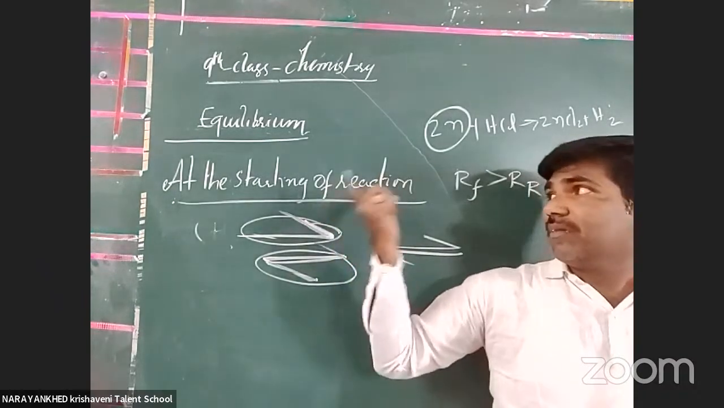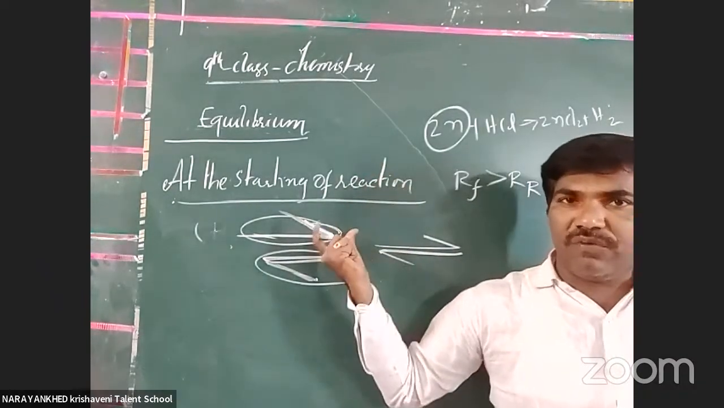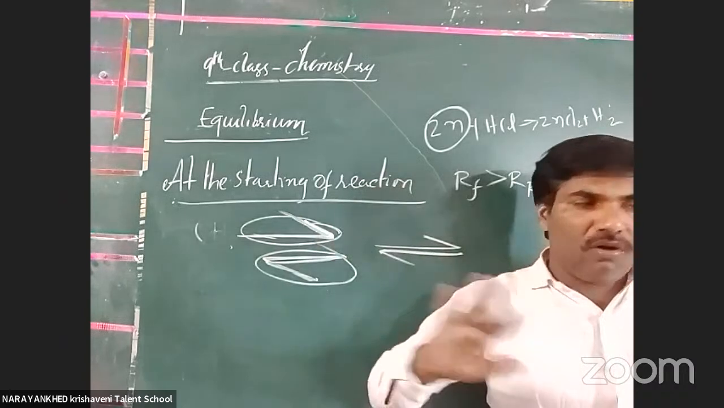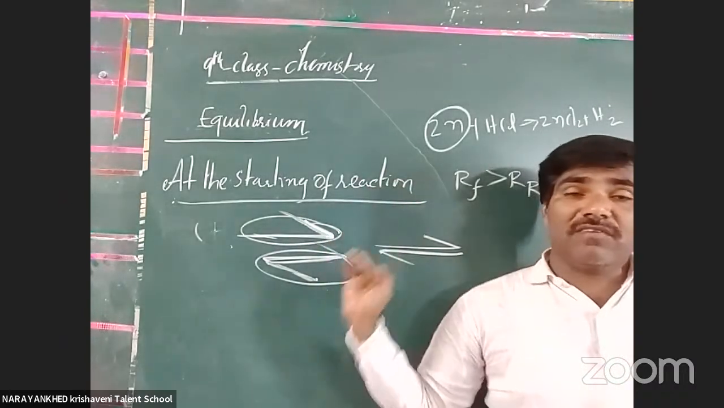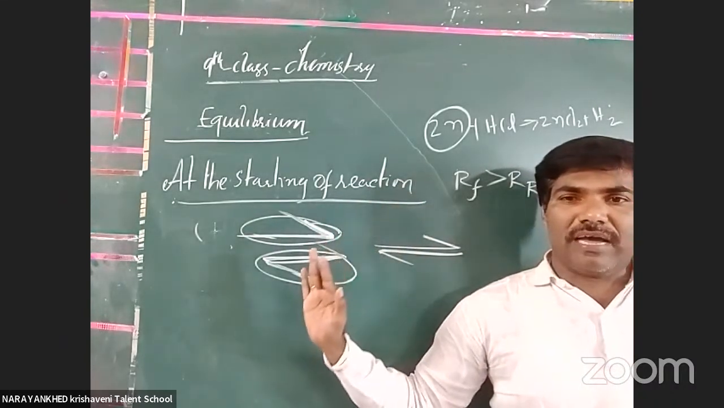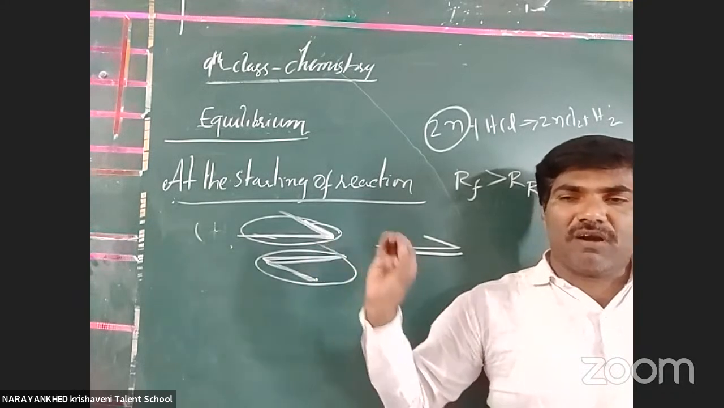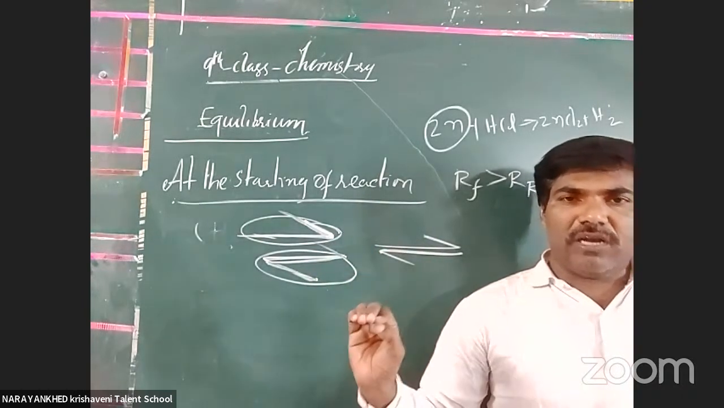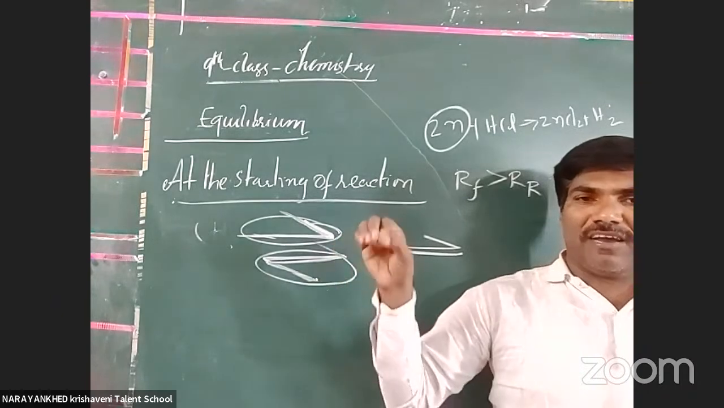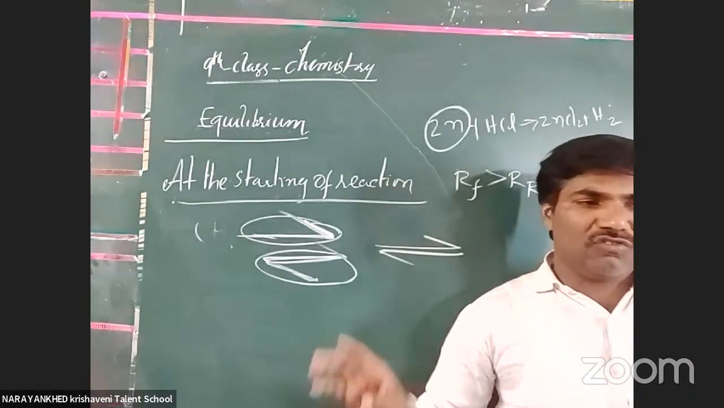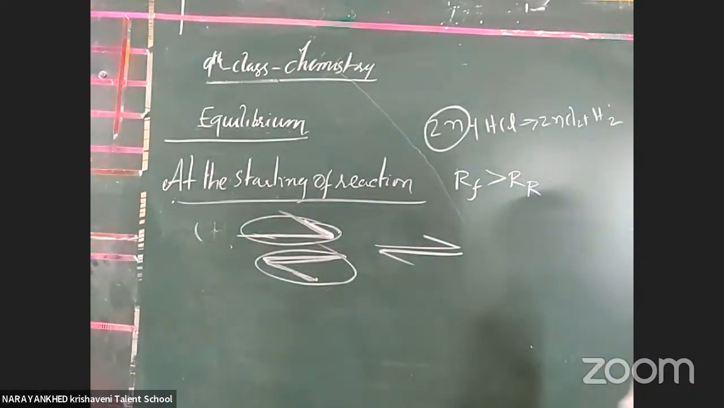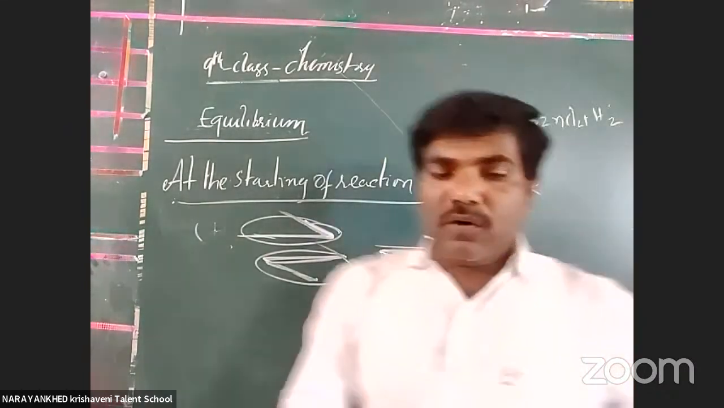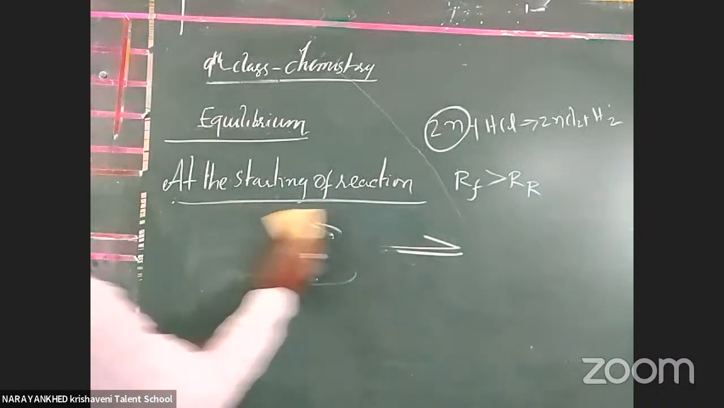That is why there is equilibrium. At the start of the chemical reaction, the equilibrium does not depend on the product. It totally depends on the concentration or rate of the reactants only. Got it? This is the first component. Next, come to the second component.